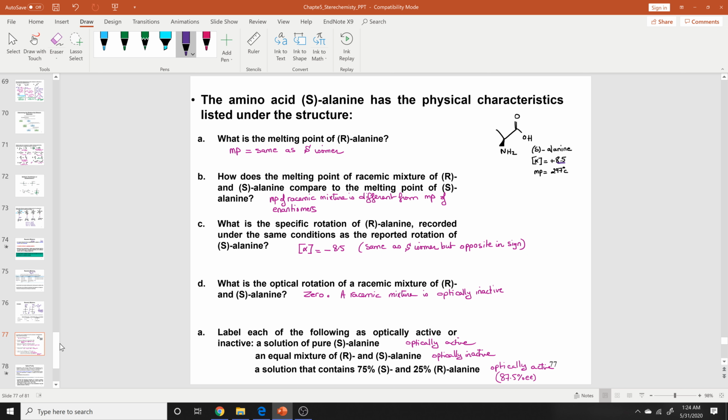A solution that contains 75% S, 25% R alanine. We're going to come back to this one after I explain the enantiomeric excess, the EE.